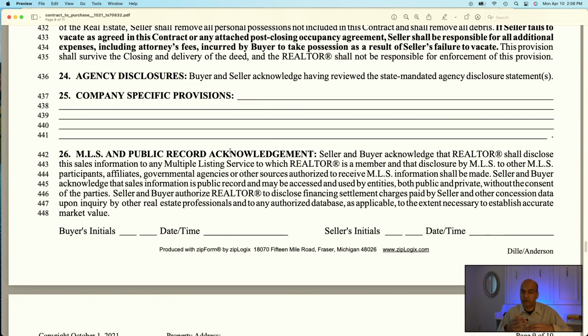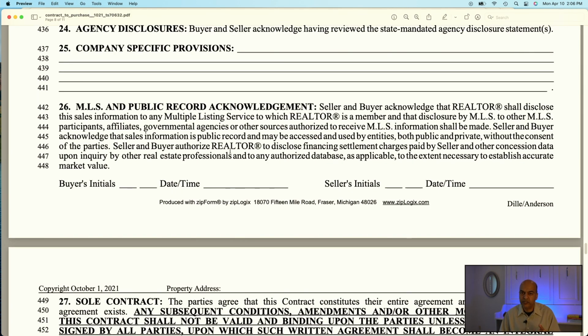Agency disclosures refer to state mandated disclosure forms that I as an agent have to present to my clients, and the other side's agent has to present to their clients. Company specific provisions depend on the situation, what's being done. If it's being purchased by a corporation or investment company, do they need to put anything in there?